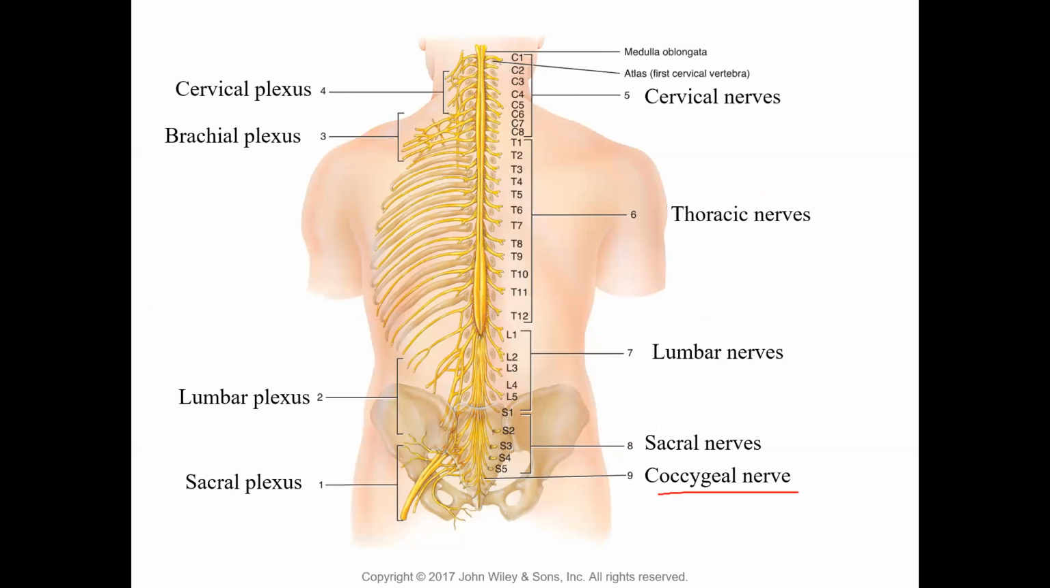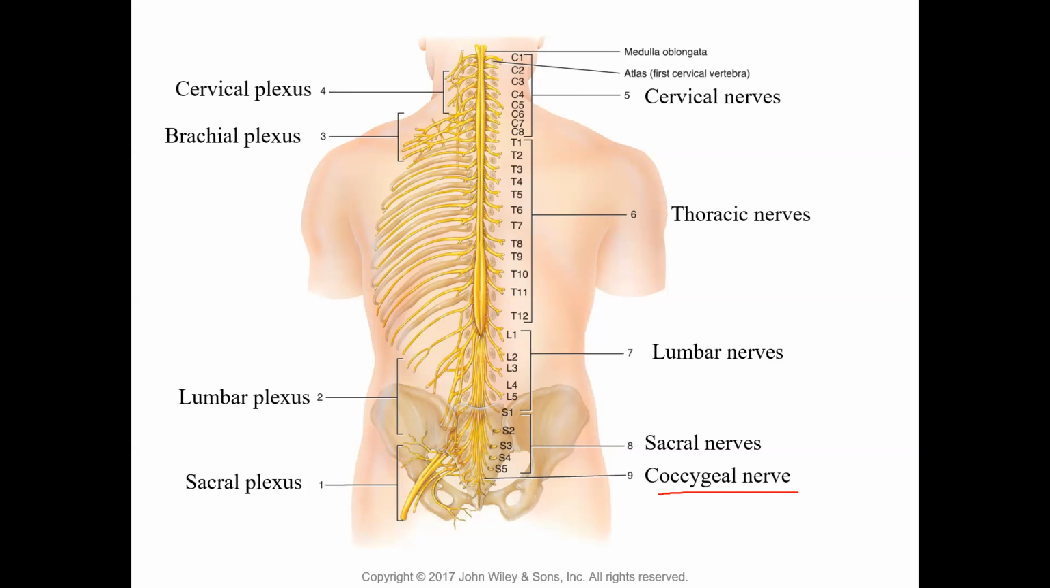It's not a paired nerve, all right? Sorry, it is a paired nerve, but there's only one. We don't have more than one coccygeal nerve, all right? Now, these spinal nerves, as they come out, they will braid with each other and form a network of nerves. That braided network of nerves is known as a plexus.